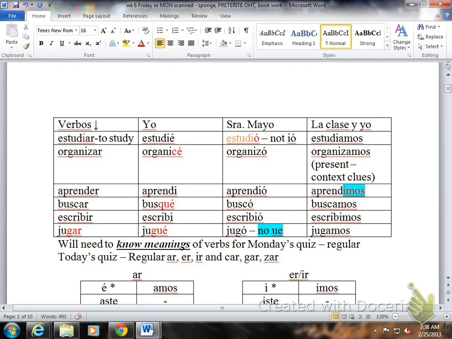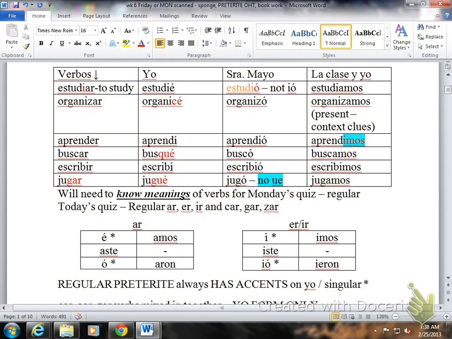For preterite verbs, let me move this down a little bit and you can see it's O with an accent for the singular form. Well, that's why we go over the sponge, to make sure that we fix it so that we get it right. But anything to do with regular preterite, again, accents on the yo form and the él/usted form. So that's across the board. When we start talking about the irregulars, those are the ones that don't follow the rules.